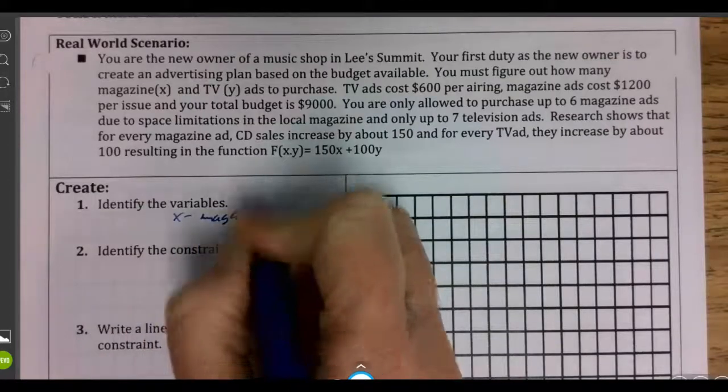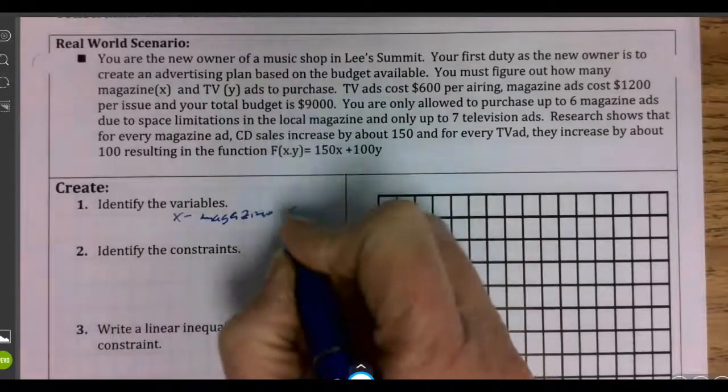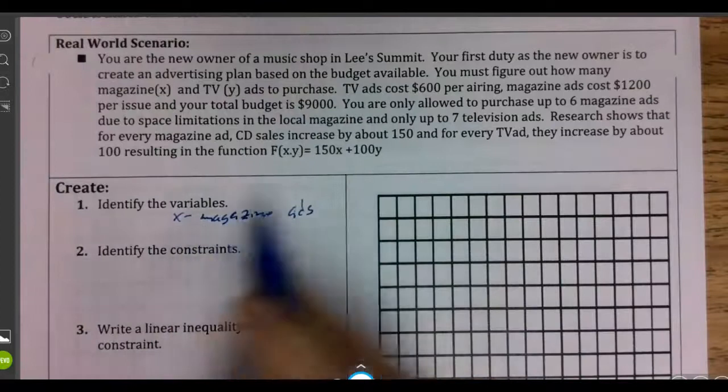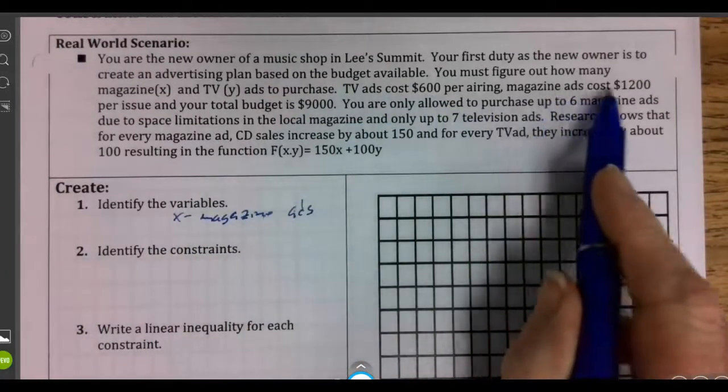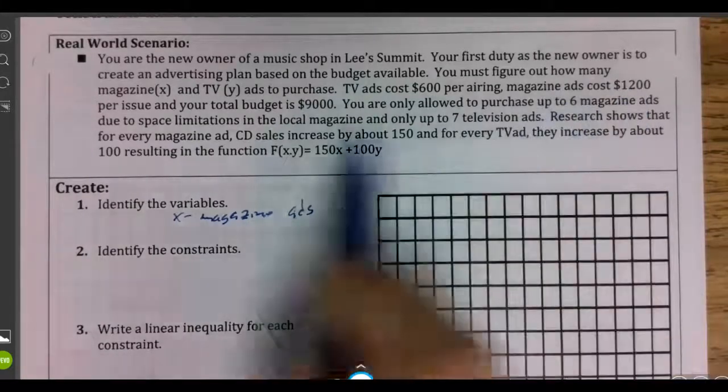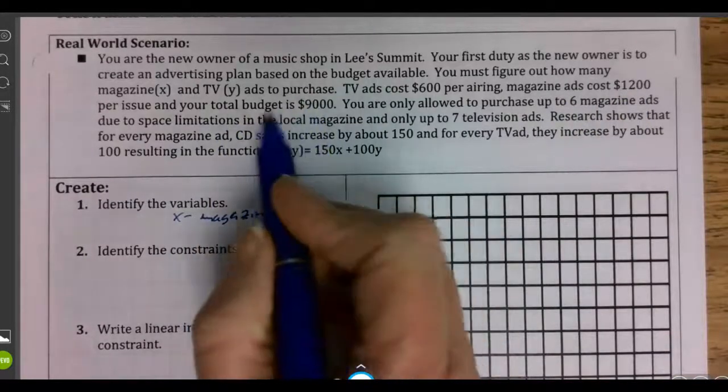Okay, do you see that? Y is TV ads to purchase. So you can fill that in. TV ads cost $600 per airing. Magazine ads cost $1,200 per issue. And your total budget is $9,000.